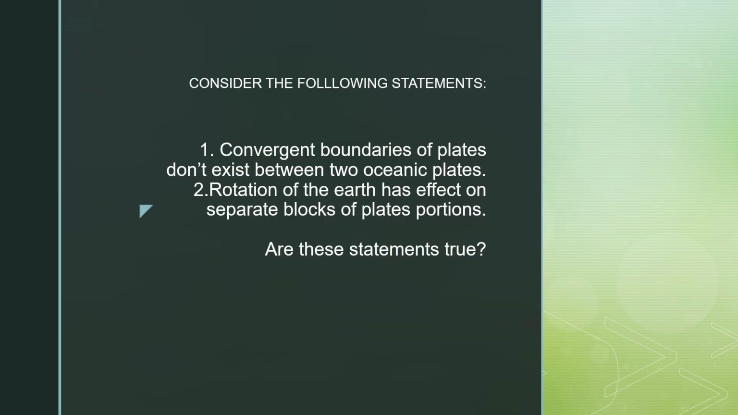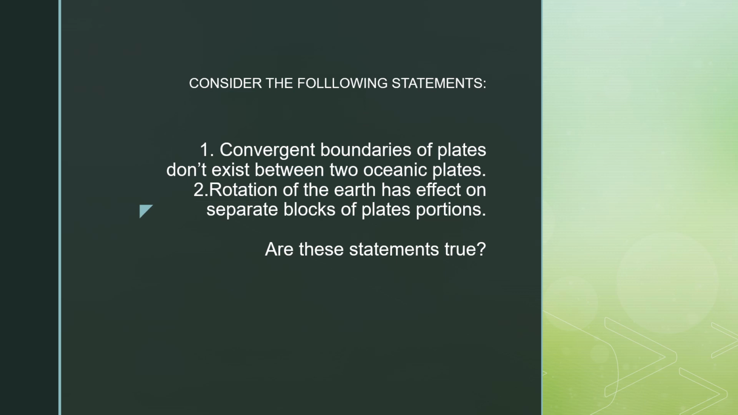Moving ahead, one question is here. In this question, there are two statements. We need to figure out which one of them is correct and which is not correct. First is convergent boundaries of the plates do not exist between two oceanic plates. As we have discussed in previous slides, convergent boundaries also exist between two oceanic plates. We have discussed in the example of Japan that two oceanic plates lead to the formation of Japan. So this statement is wrong.